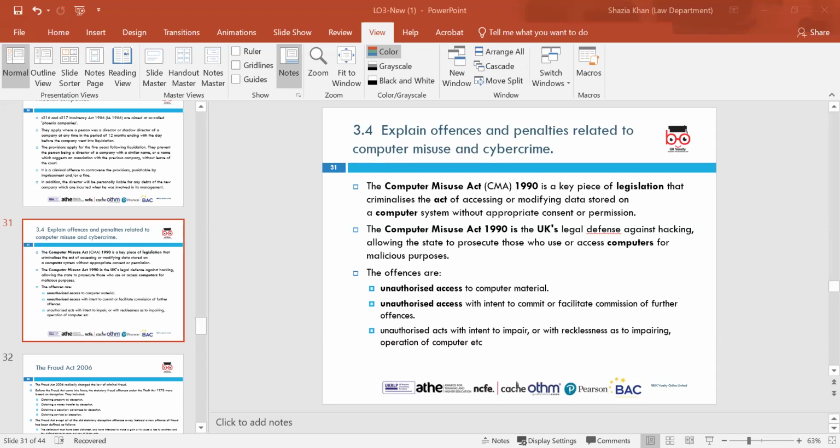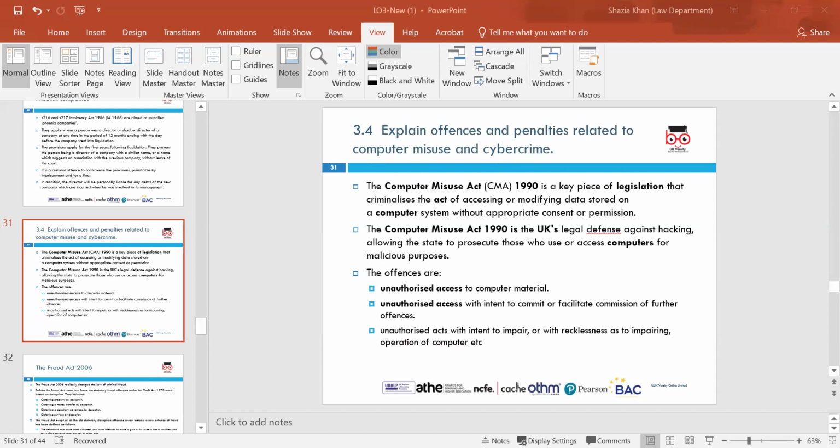However, there have been a series of amendments over the last three decades, most notably in 2015, which made life imprisonment possible in cases where human welfare or national security had been endangered. Computer misuse offences can be brought before the Magistrates' Court or the Crown Court, depending on the severity of the case.